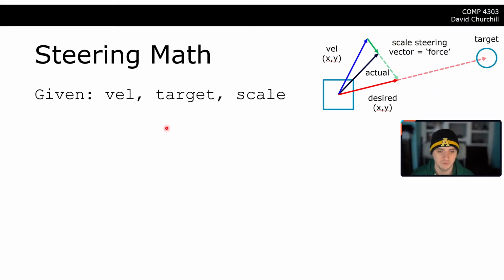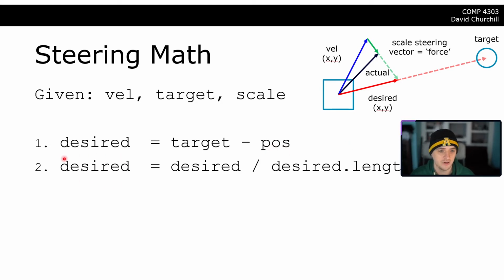So let's move my camera down here a little bit. Let's say we're given the velocity, actual, desired, and target. So we're given velocity, which is our current velocity, we're given the target, which is some point we want to go to, and we're given the scale of the steering force. Here is how we compute our steering vector. First, desired is equal to target minus position. We get the desired vector. Then we normalize the desired vector so that it has length 1. So desired is equal to desired divided by desired.length.